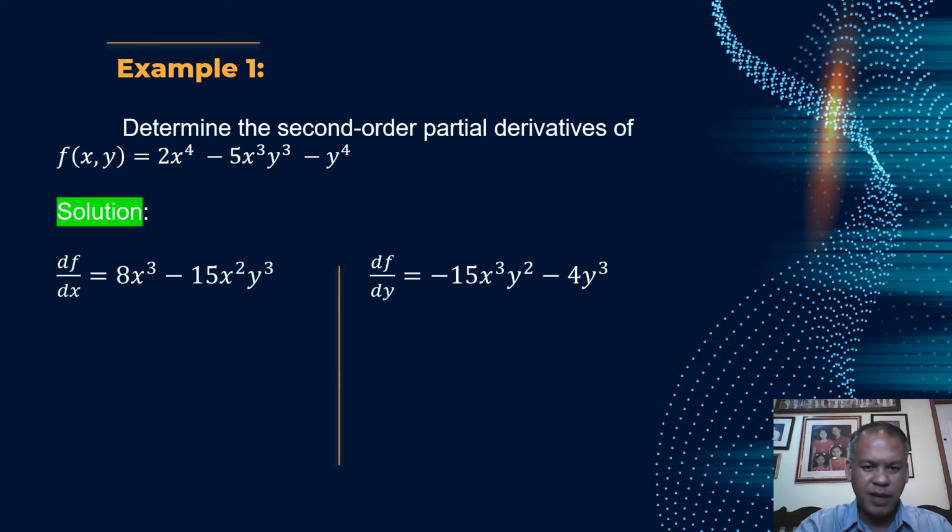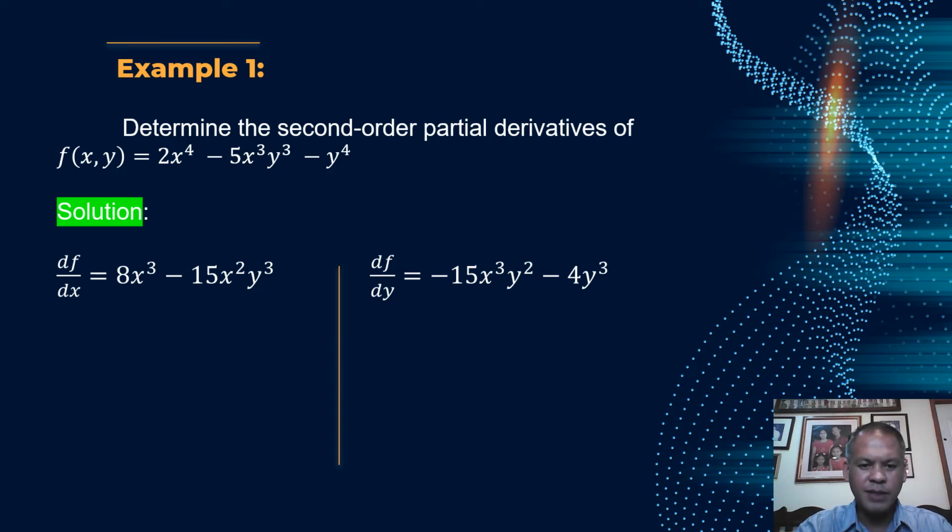For negative 5x cubed y cubed, we have negative 15x squared y cubed. And for negative y to the fourth, we have 0. So therefore, the first derivative with respect to x is 8x cubed minus 15x squared y cubed. Now another one, we're going to find the first derivative of f of (x, y) with respect to y.